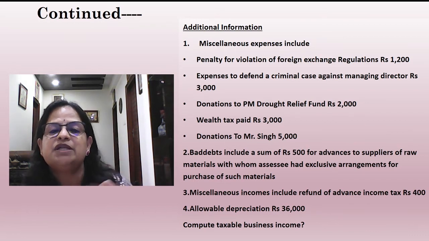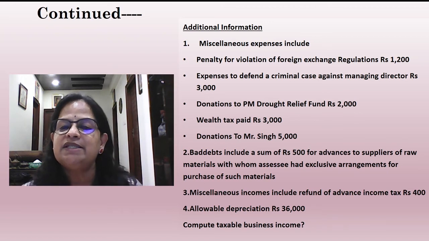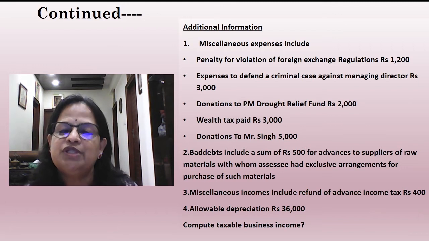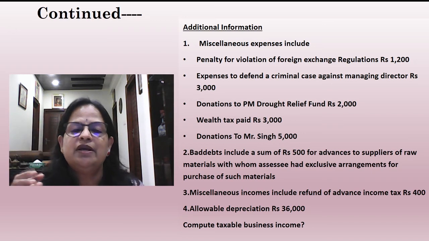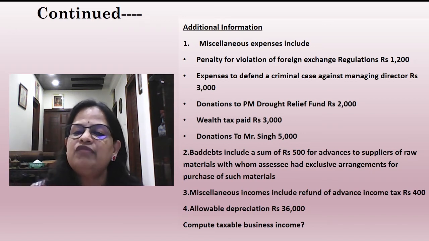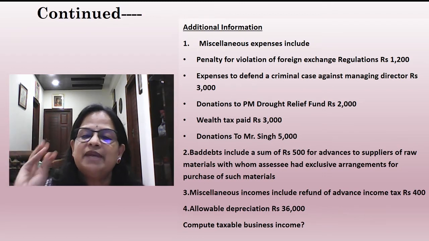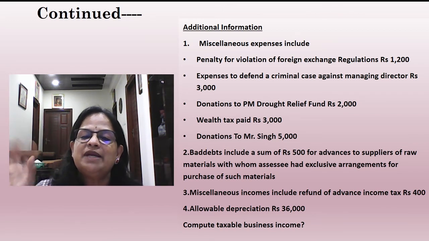We have seen that in the format. Donations to Prime Minister's Drought Relief Fund, donations, charities not allowed. Wealth tax paid not allowed. Donations to Mr. Singh not allowed. Bad debts include a sum of rupees 500 for advances to suppliers of raw materials with whom the assessee had exclusive arrangements for purchase of such materials. So we have to see what is the actual value and what is this 500. Now miscellaneous incomes include refund of advance income tax. Refund of income tax cannot be allowed. On the credit side we have seen that miscellaneous income was there.